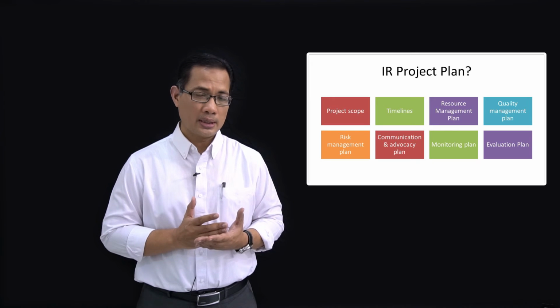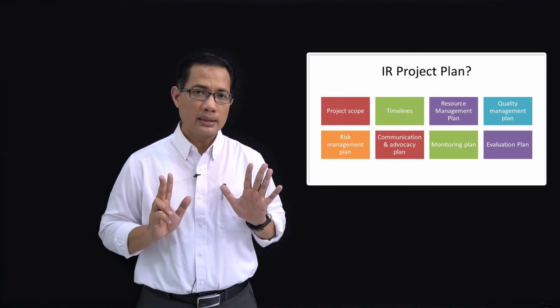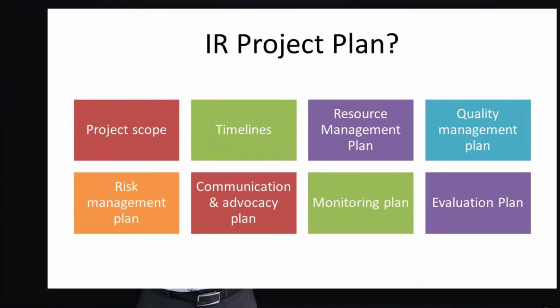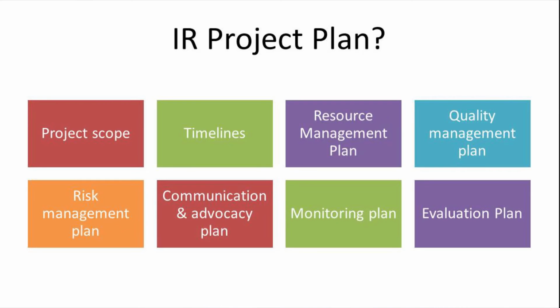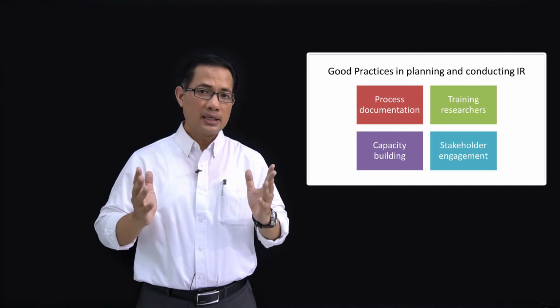of an IR project. There are at least 8 important elements here, starting with the project scope, in which we establish the project goals, objective, and deliverable, followed by timelines, and then planning for resource management, quality management, risk management, and communication, and then completed with a monitoring and evaluation plan. So that's the key elements.